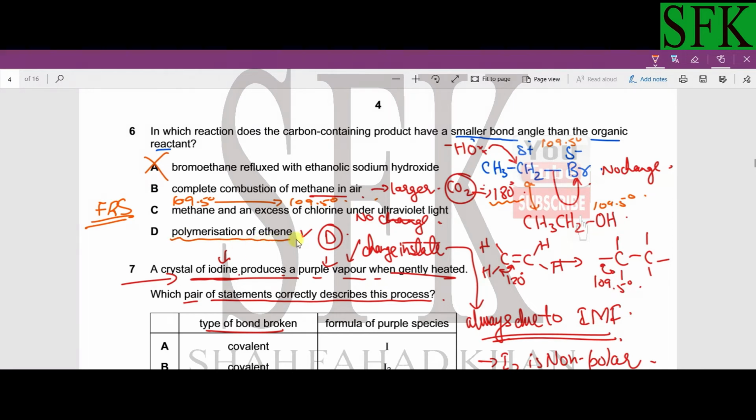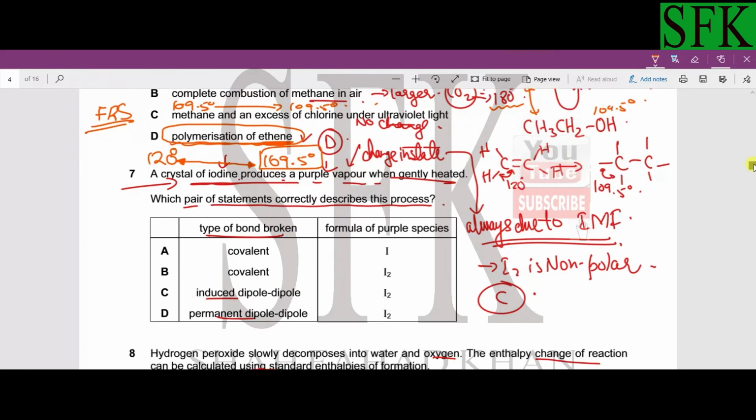And polymerization of ethene, yes, this is the correct answer because ethene is an alkene and alkenes have a bond angle of 120 degrees. These 120 degrees after polymerization will form an addition polymer of this alkene, and yes, the addition polymer has a smaller bond angle of 109.5 degrees. Okay, now moving on to the next question.